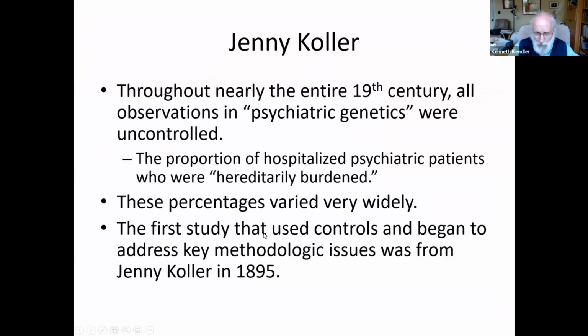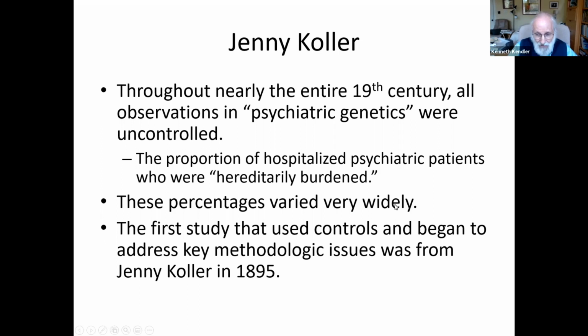Now let's skip a number of generations to the figure of Jenny Koller, the most prominent woman who contributed to this literature in the 19th century. A bit of background is in order. Throughout the entire 19th century, virtually all observations in psychiatric genetics were uncontrolled. The vast majority of statistics that were reported is a very simple one. That is the proportion of hospitalized psychiatric patients who were hereditarily burdened, by which they mean has some well-documented history of psychiatric illness or occasionally neurologic illnesses in their relatives.